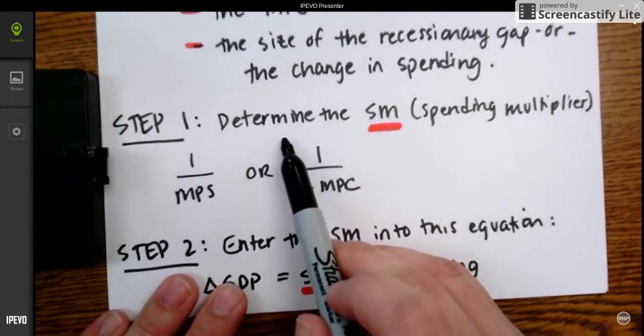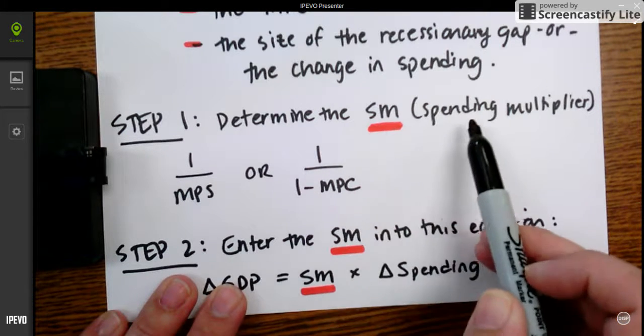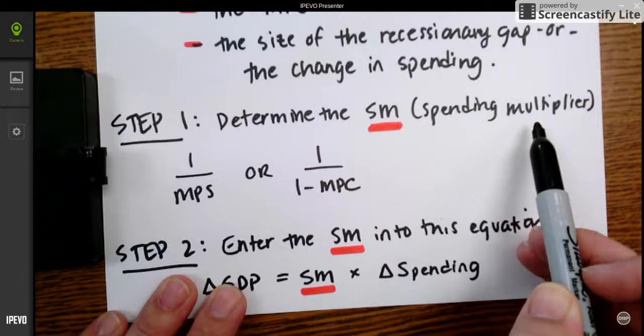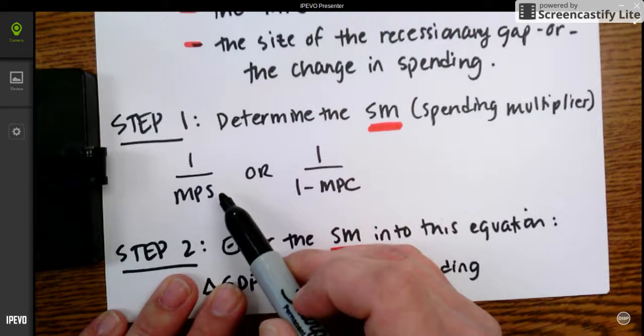Your first step is to determine what we call the spending multiplier. So I'm calling that SM, and you can see I put it in parentheses here, the spending multiplier. The spending multiplier is 1 over the MPS.